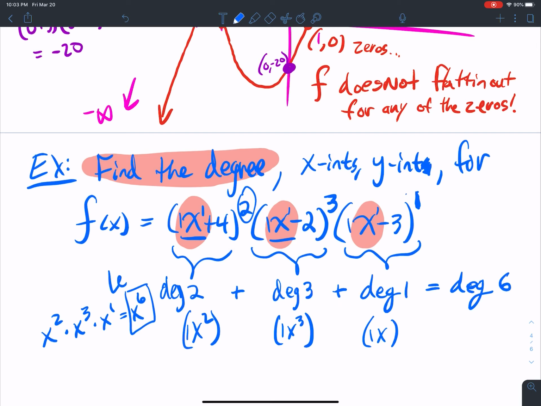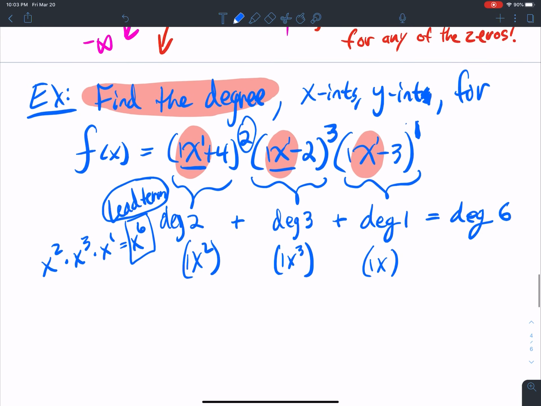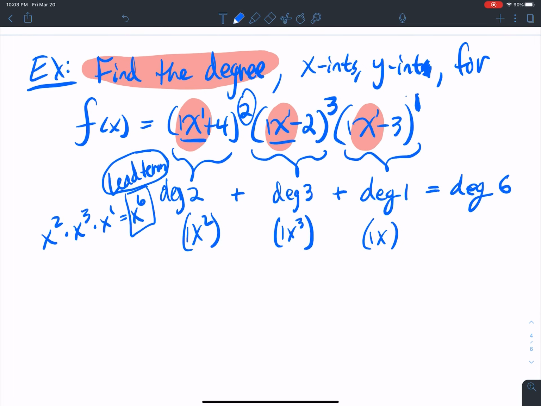So this is the lead term. This is going to be useful in helping us graph our function. We're going to use that information. You might be asked to find the lead term, so I just gave you a little trick on how to find it. All right, so how do I find x-intercepts?